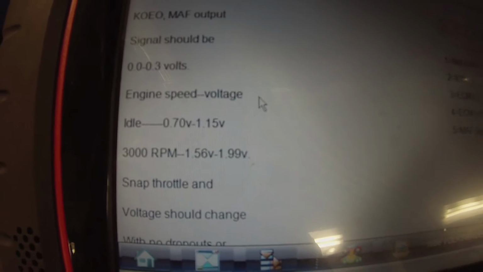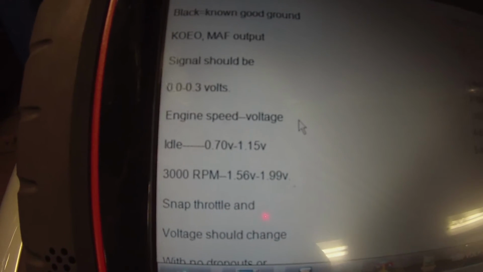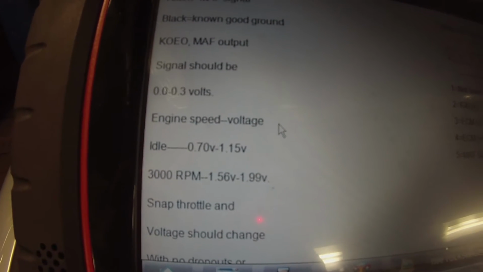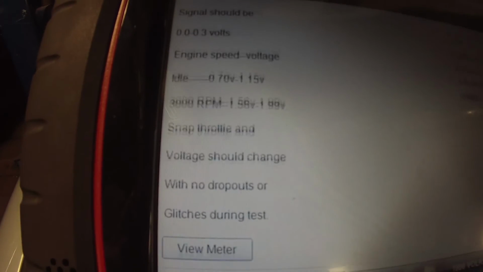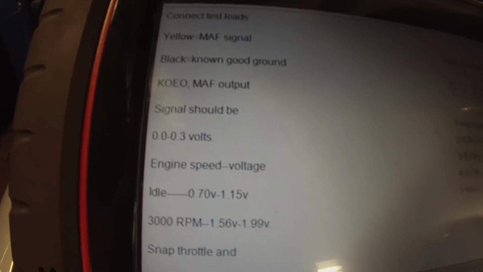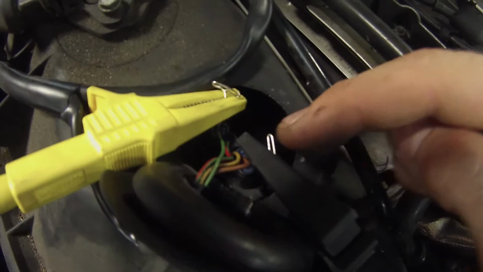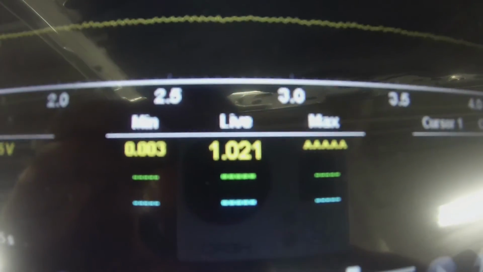Just a baseline. You can't always go by these numbers, but 0.7 volts to 1.15 volts at idle, 3,000 RPM, 1.56 volts to 1.99 volts. Snap the throttle. Voltage should change with no dropouts or glitches. Let's go to this mass airflow. So I'm hooked up to my mass airflow signal, and this is the sensor ground for the mass airflow. Right now we're at about 1 volt, a little bit above that. It was reading 0.9 before.